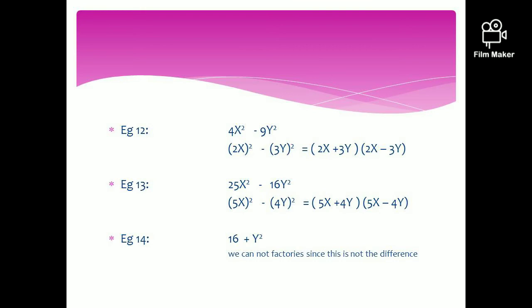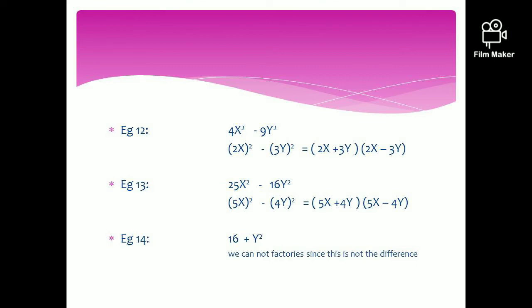Now let's try to make this question a little more advanced. Here the example is 4x squared minus 9y squared. 4 is 2 squared, therefore you can write 2 squared x squared, that is 2x whole thing squared. 9y squared, how to write it? 9 is 3 squared. Therefore 9y squared you can write 3 squared y squared, that is 3y whole thing squared. Then you can write the final answer 2x plus 3y, 2x minus 3y. It's very easy, no? Right, let's come up with the next example.